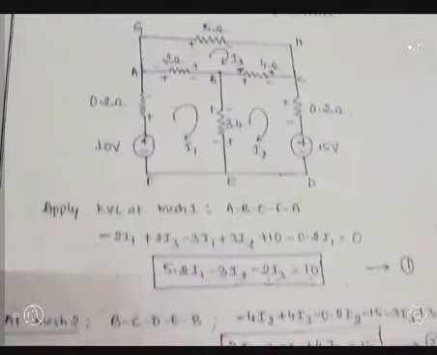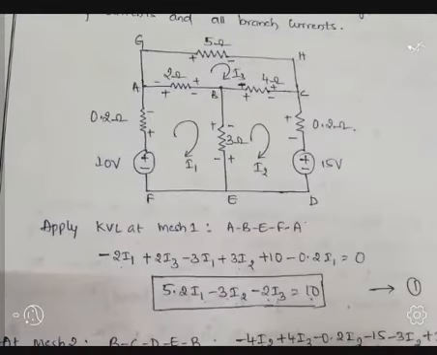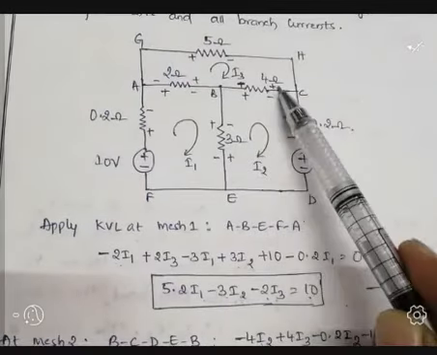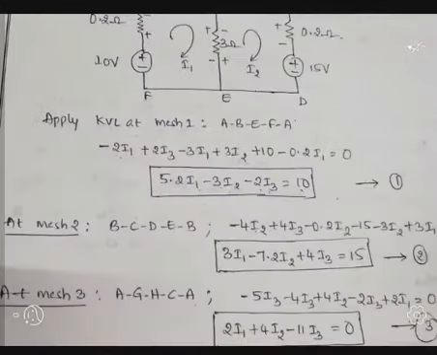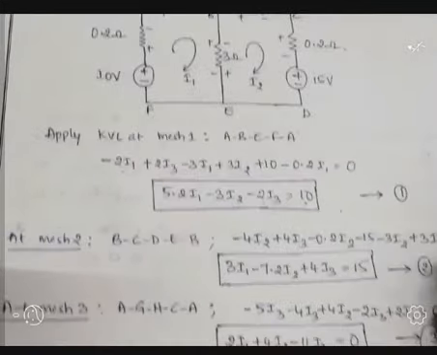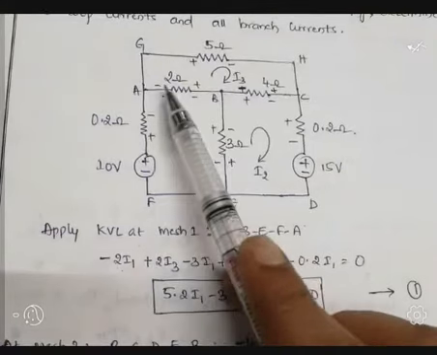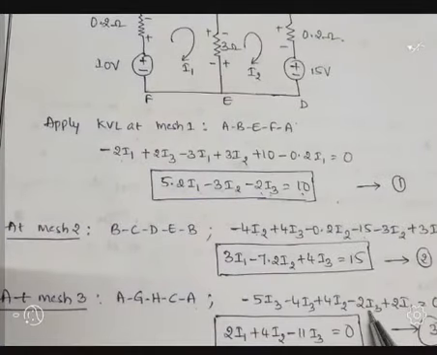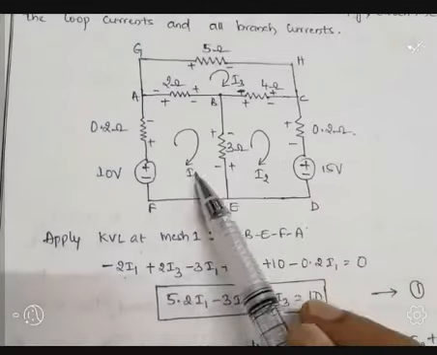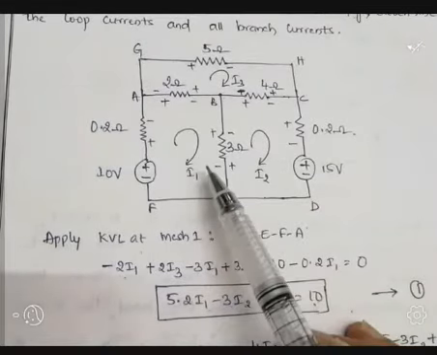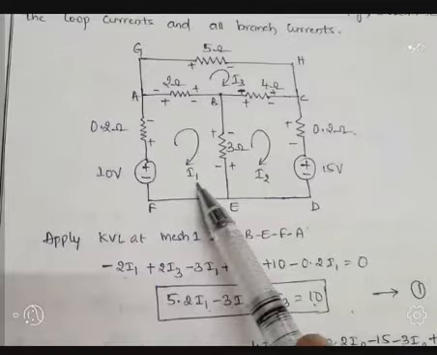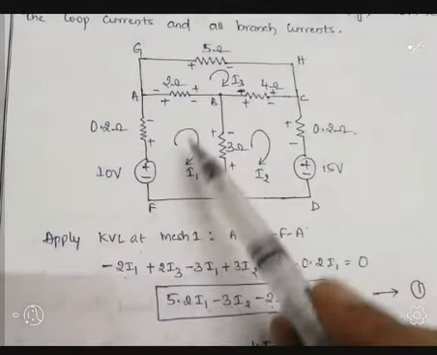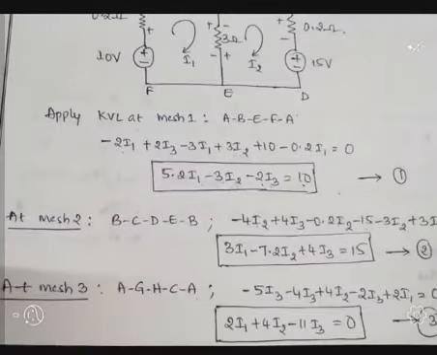Next, in the same branch, one more current is flowing, that is I2. The arrow mark of current I2 is pointing towards plus, hence it becomes plus 4i2. Coming to this branch, minus 2i3. In the same branch, one more current is flowing, that is I1. The head of the arrow mark of current I1 is pointing towards this polarity plus, hence it becomes plus 2i1 is equal to 0.